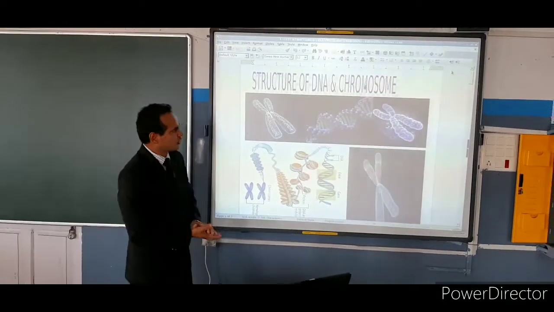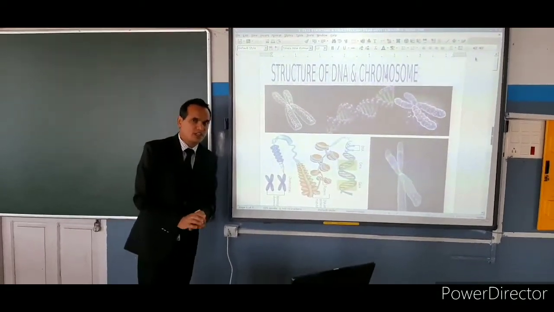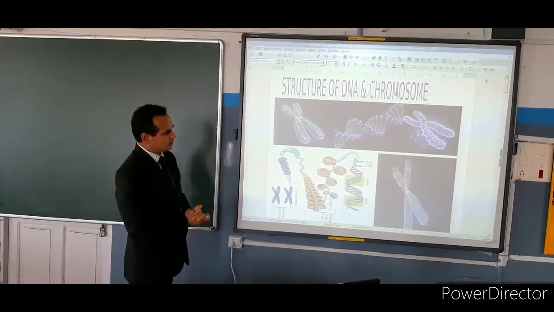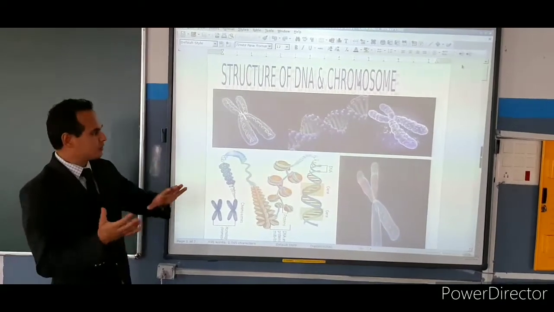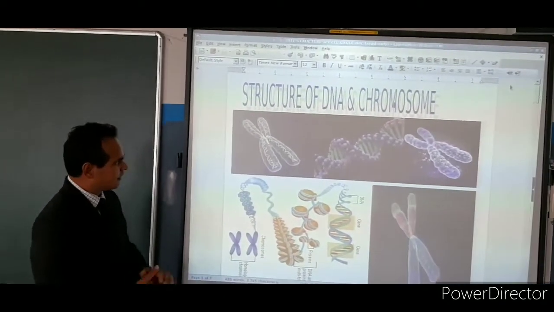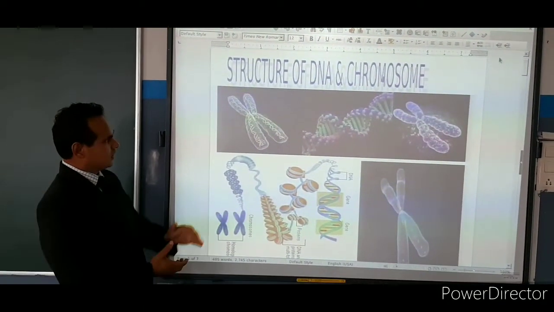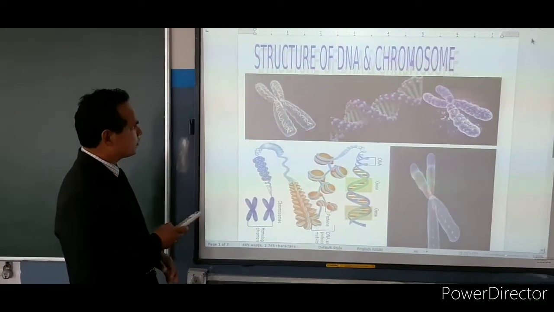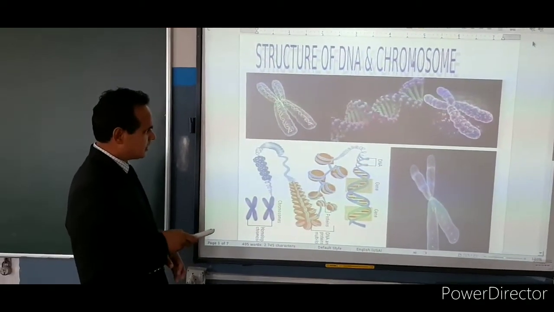And today we'll be talking about the structures of chromosomes and the DNA here in the class. Before we start with our topics here, I want you to have a look at these different 3D diagrams of chromosomes and the DNA. These are different chromosomes, and these are the DNA.